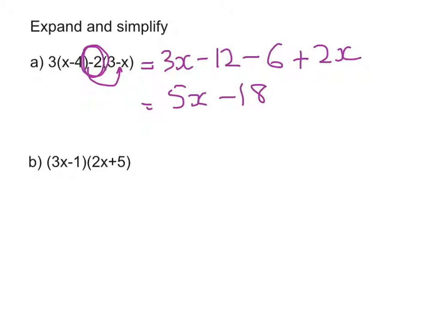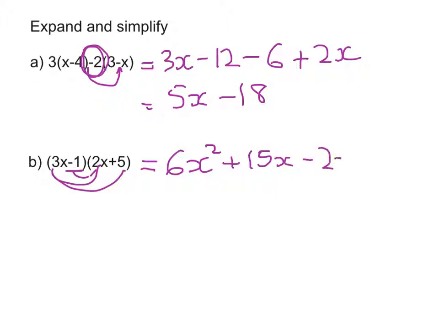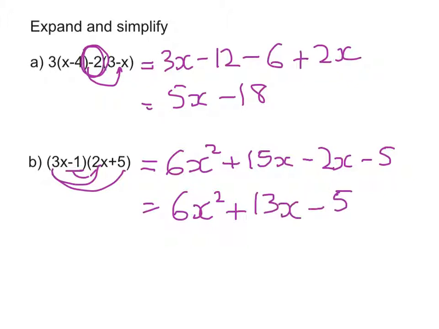Next question is expanding a quadratic. Right, so we have 6x squared plus 15x minus 2x minus 5, which is 6x squared plus 13x minus 5. We're going to do lots of practice at those in algebra later this year.